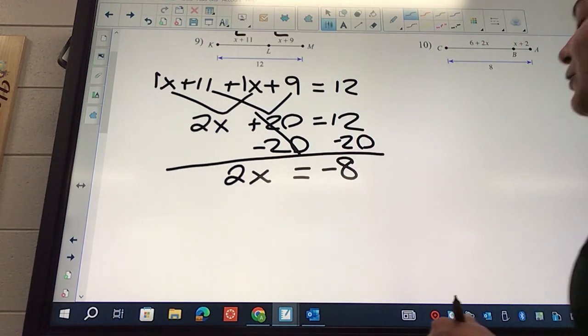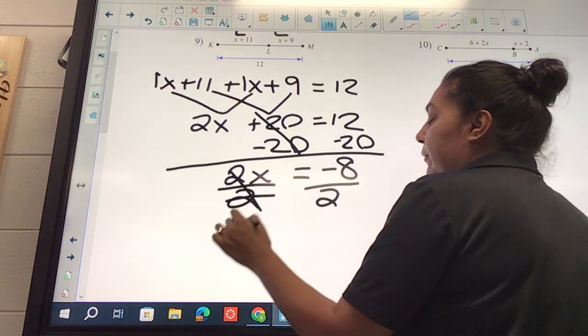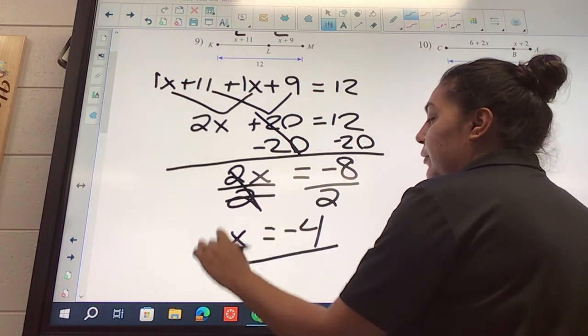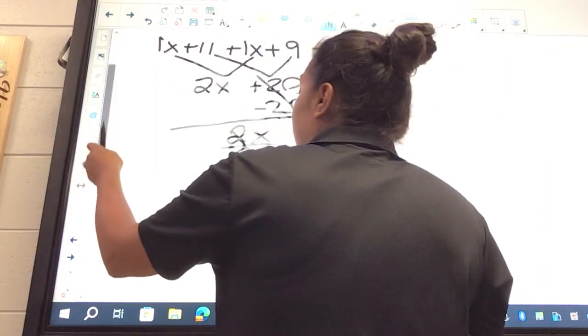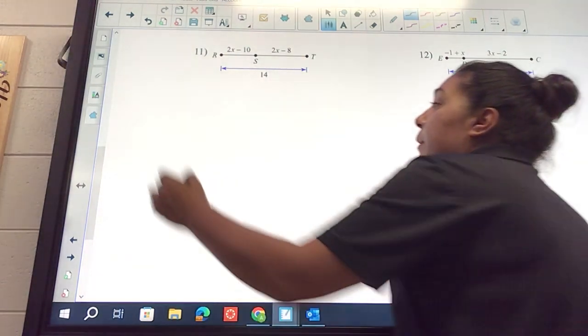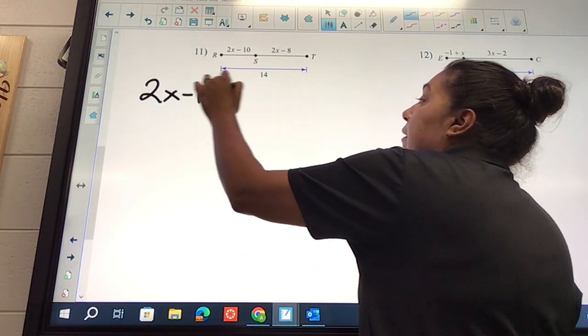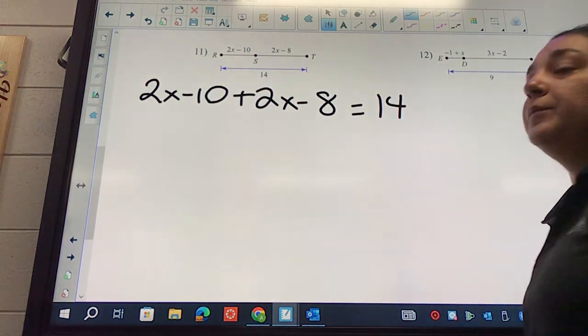Okay, and then our last step is to do what? It's going to be divided. That's a 2. My fat finger touched it. So you're going to get x equals negative 4. Okay, 11. It's going to be 2x minus 10 plus 2x minus 8 equals 14.